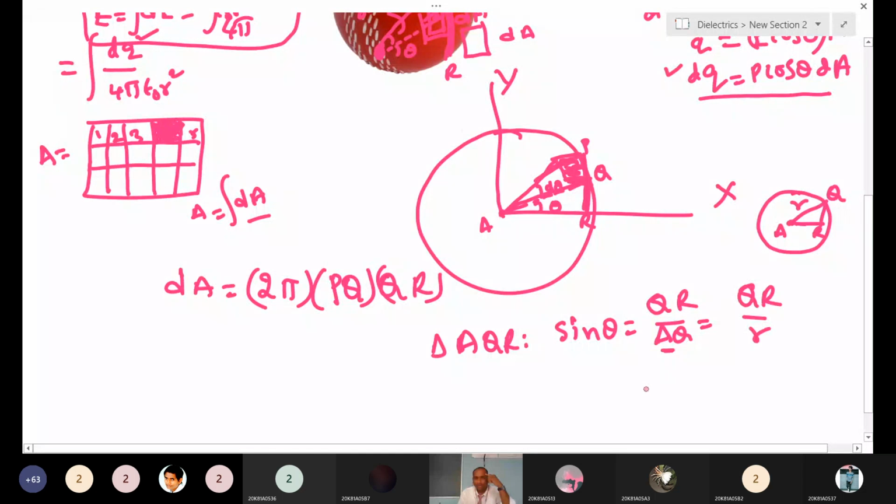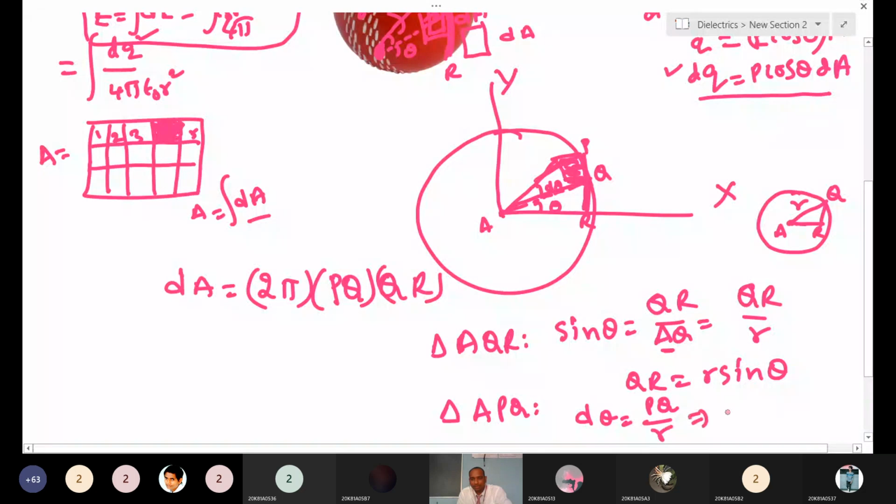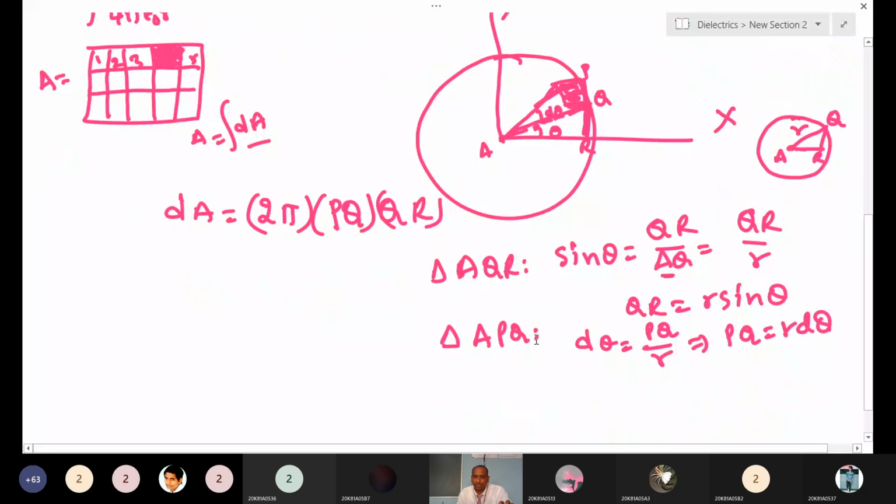Now QR is given by R sine theta. Next, PQ: you apply it in triangle APQ. You apply d theta, the same thing again, PQ by the radius R. From there PQ is given by R d theta. We are applying sine theta and d theta in the triangle, estimating these sides, the QR side and PQ side.